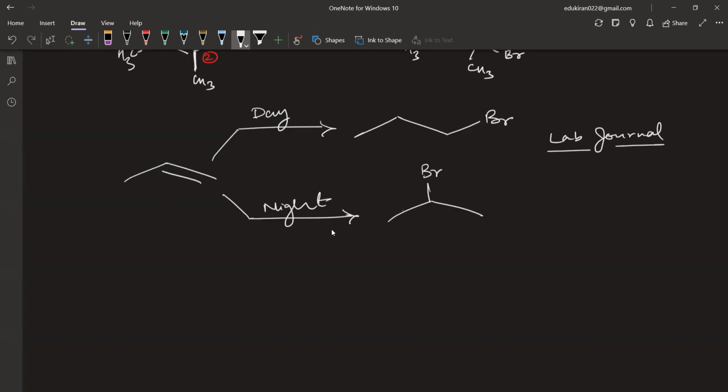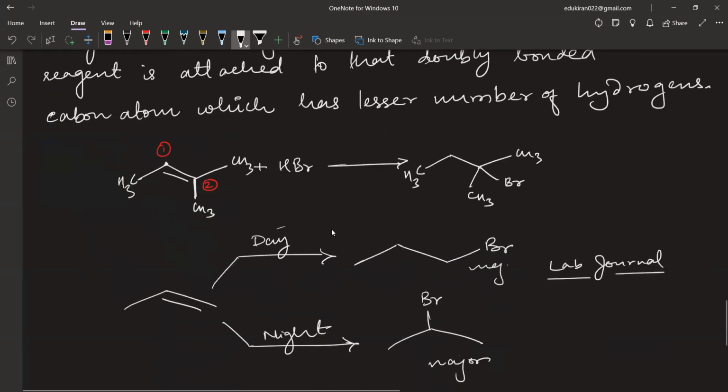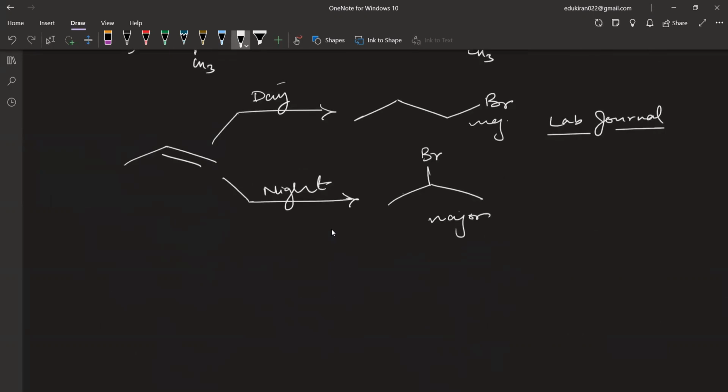When he was doing the reaction in the day, he was getting this as the major product, but when he was doing it at night, he was getting this as the major product. Initially he started this reaction at night and he was only getting this product, and that is why he gave the Markovnikov rule. But when he started doing the same reaction in daylight, what happened? He got some different product.